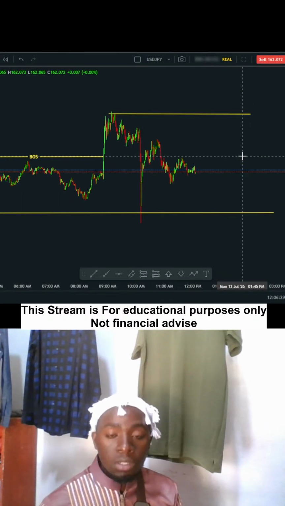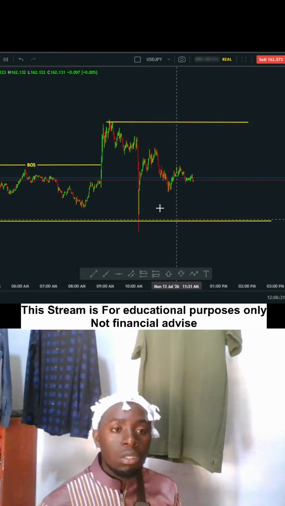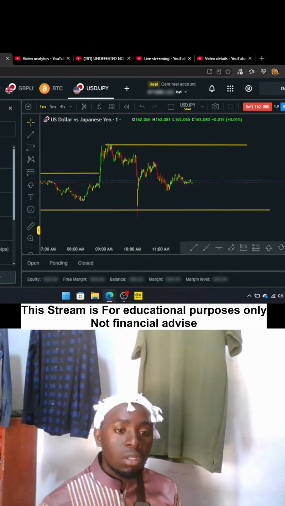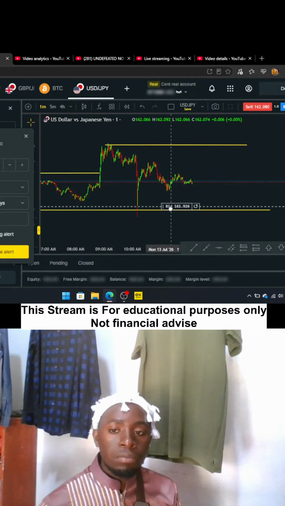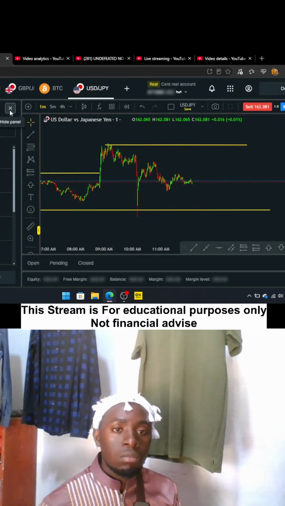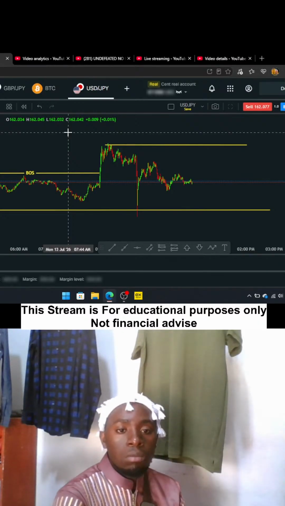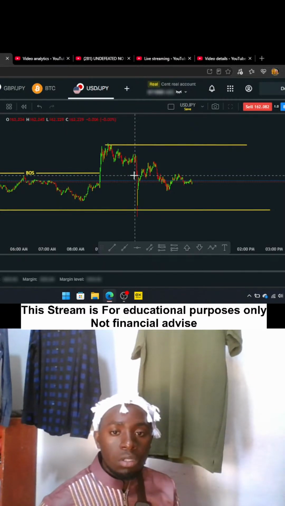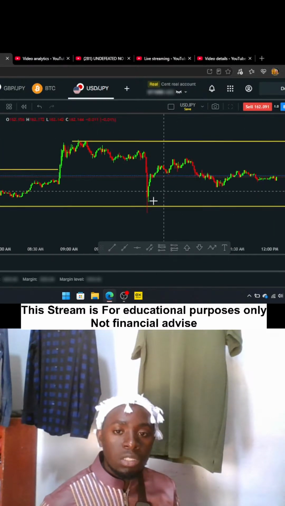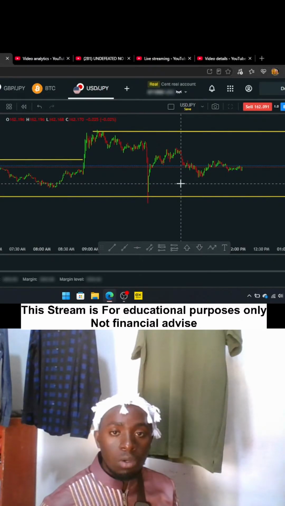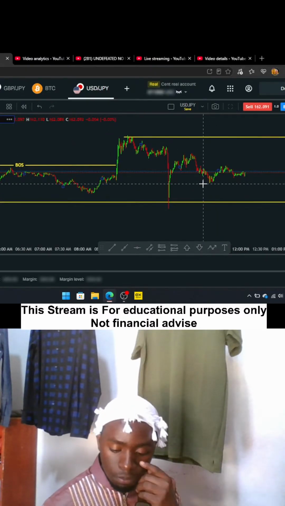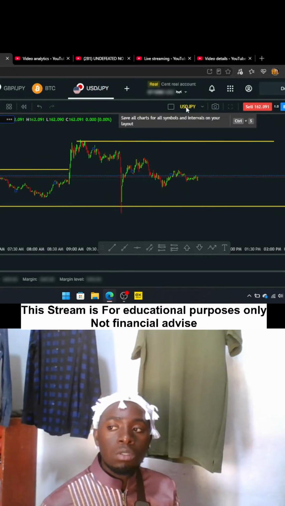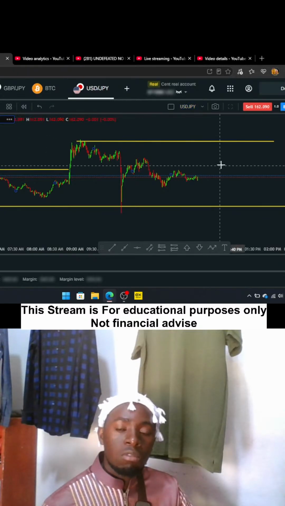I don't know what's happening to my internet, but it is what it is. So I will go ahead and set an alarm right there. If I get notified, then you can see if I would execute the trade. This was just some kind of liquidity sweep right there. It wasn't that much. So that's what we have on USD JPY.